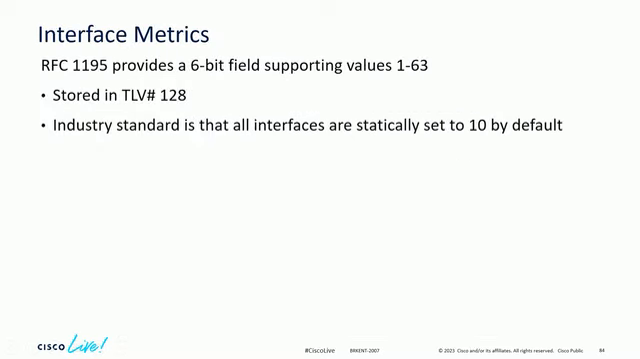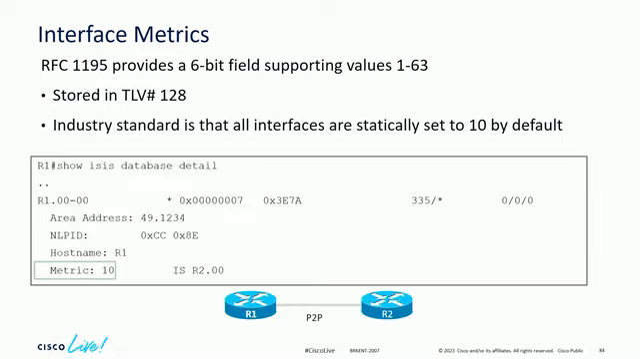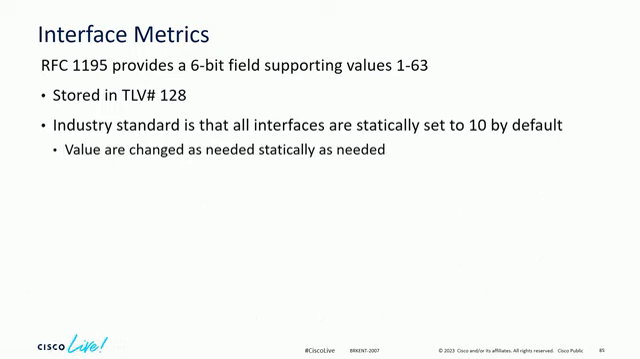And then interface metrics. TLV 128 is narrow metrics. It doesn't really give you enough range to get full granularity. So what ended up happening was the default standard is that all your interfaces come up at 10, so you might need to manually tweak that. Now there is an exception to this rule, and I talk about it on the next slide. But they are statically set as far as that value.